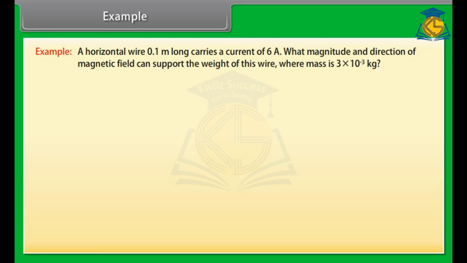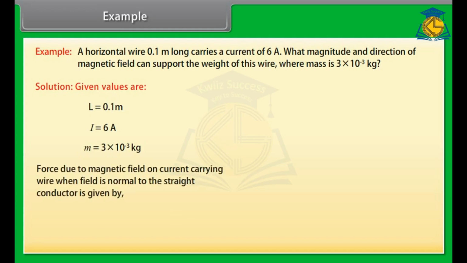What magnitude and direction of magnetic field can support the weight of this wire, where mass is 3 × 10^-3 kilogram? Let's see the solution. Here, the given values are L = 0.1 meters, I = 6 amperes, m = 3 × 10^-3 kilogram.